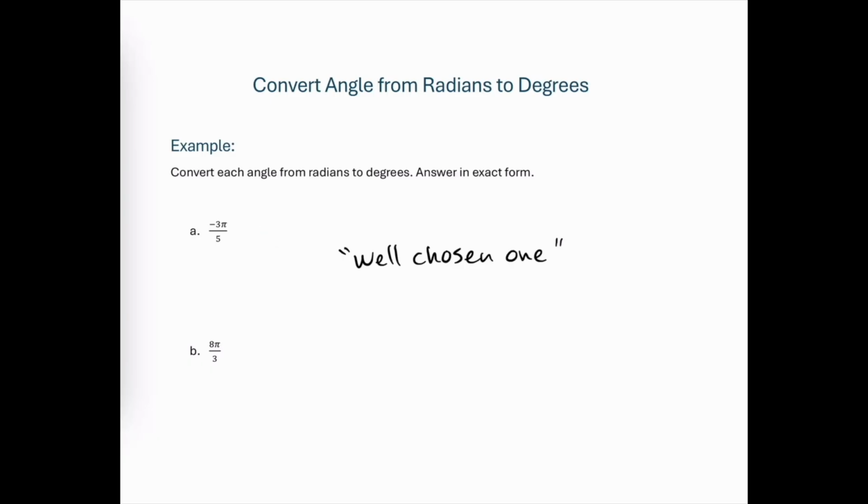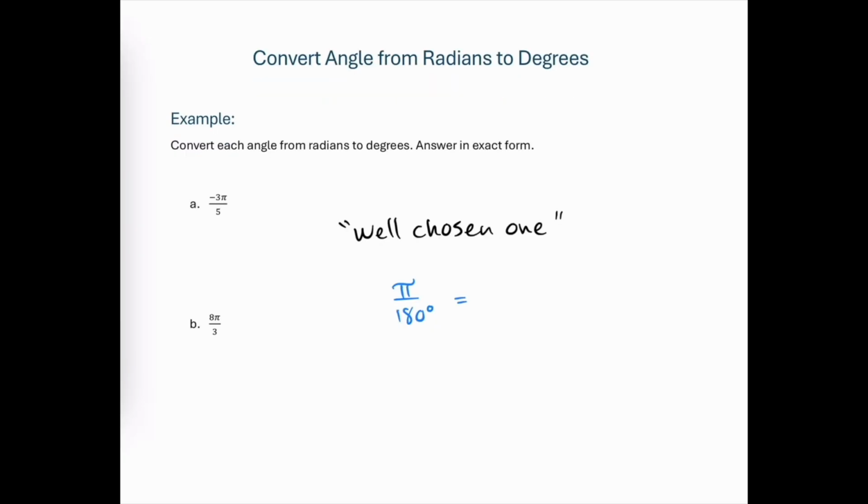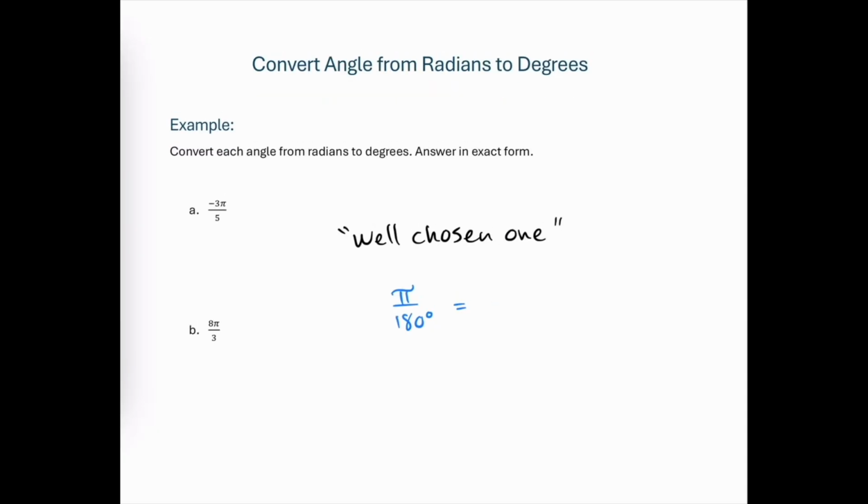But we want to choose our 1 wisely, and let's recall that both pi radians and 180 degrees measure the same size of an angle, so the ratio of those quantities is equal to 1. Of course, we could have pi over 180, or we could have 180 degrees over pi radians, and both of these ratios are equal to 1.